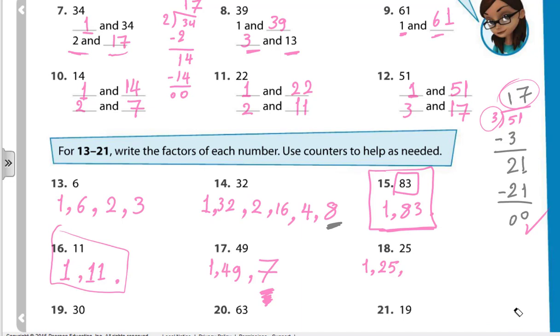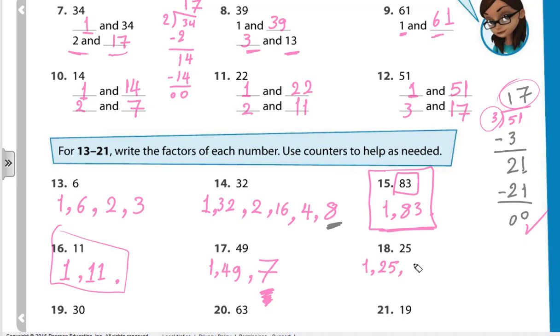25: 1 multiplied by 25, and 5. Okay, what about 2, 3, 4? No? Two is no, of course, because this is an odd number, not even. 3? No, because 3 times 8 is 24. So, no, it's not 3.